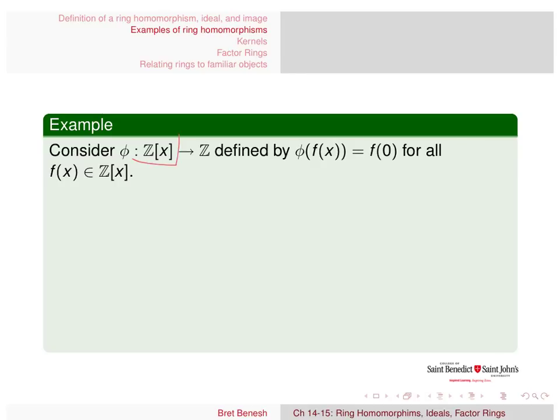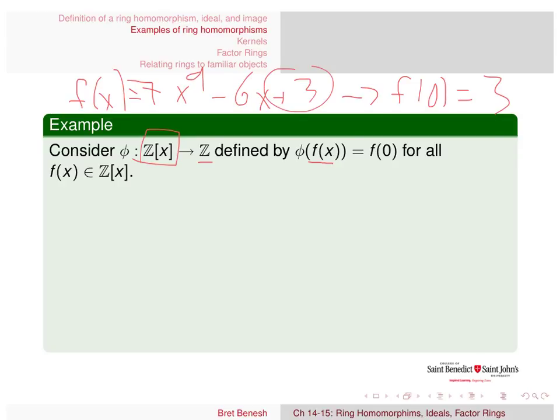So here, these are all polynomials with integer coefficients. So this is like 7x to the 9th minus 6x plus 3. These are the inputs, and the output is going to be just the integers, where I just plug in 0. So if this is equal to f of x, the way I map it over is I just see f of 0, plug in 0, and that's going to give me 3, because it's just a constant term, basically. This is going to be a homomorphism. Check it out.